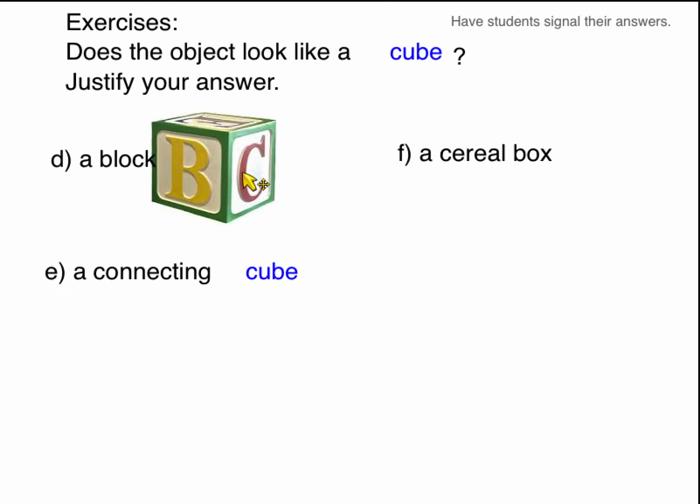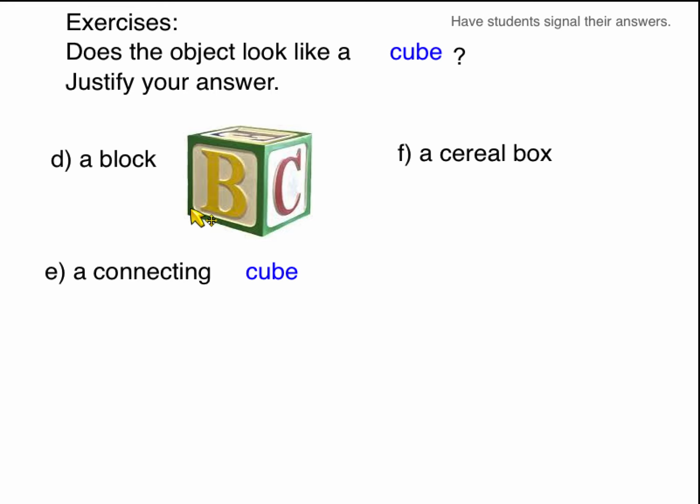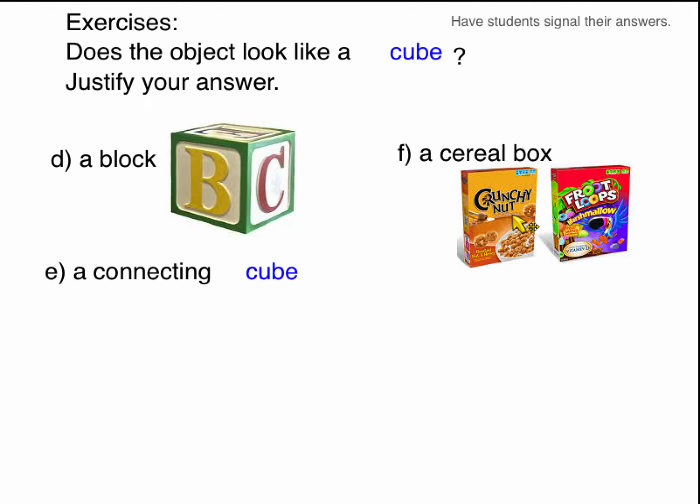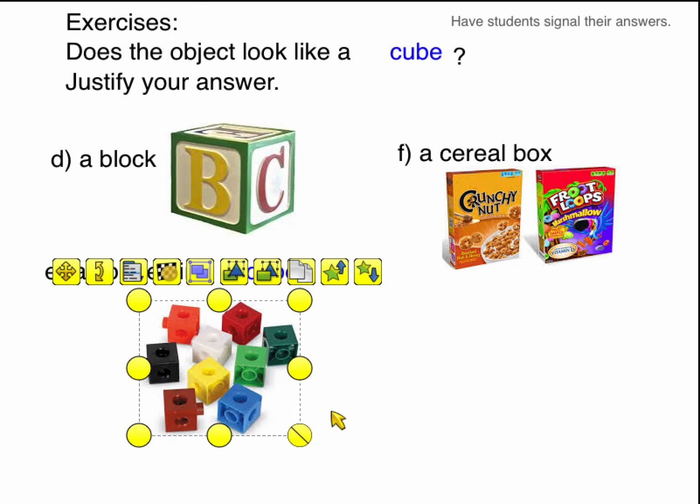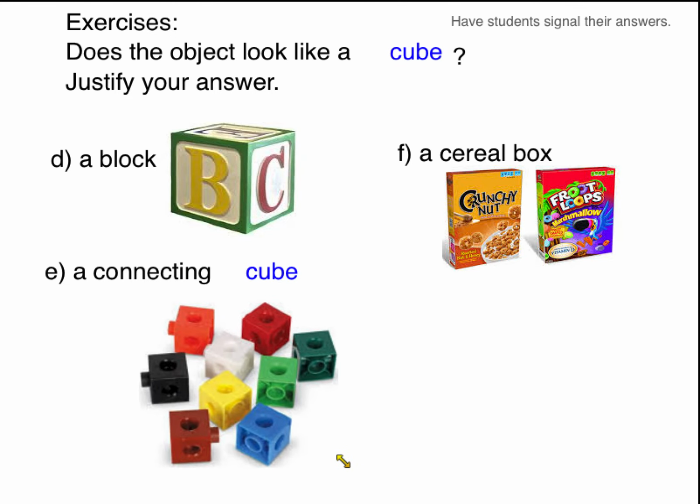A block. This is a square. This is a square. This is a square. All the sides, all the faces are squares, so it looks like a cube. Cereal boxes. This is not a square. If you see any side that's not a square, it's not a cube. I wish we had these at your house.